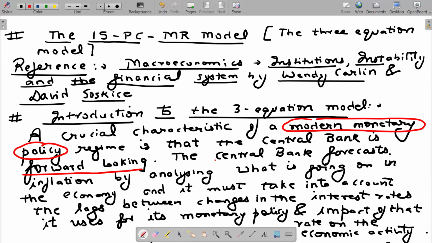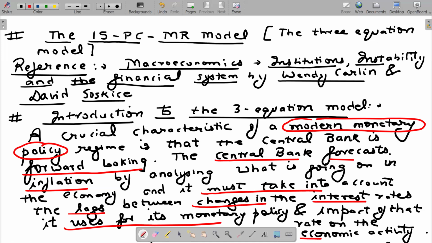Okay, so the central bank is going to forecast inflation by analyzing what is currently going on in the economy. So the central bank gets to forecast what is going to be the inflation expected in the future, next year. And it must take into account the lags between the changes in the interest rates it uses for the monetary policy and their impact on the economic activity. Usually, we have learned this before also in our macroeconomics course. We have talked about lags.